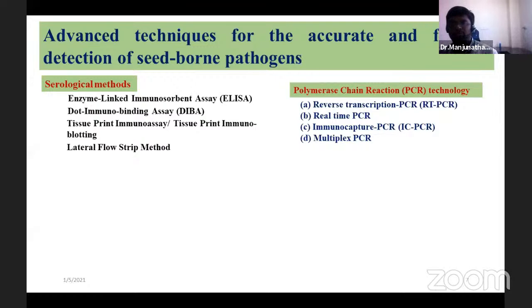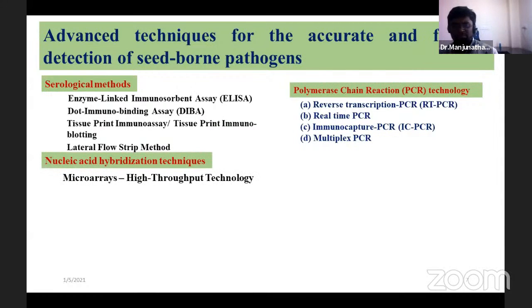A variant combining serological and molecular methods is there. That is immunocapture PCR. Even there we can see another variant, immunocapture RT-PCR. We have multiplex PCR. We have so many variants of PCR for the identification of different seed-borne pathogens. Similarly, we have the advanced technique based on hybridization, that is microarray, which we can also call DNA chip technology.